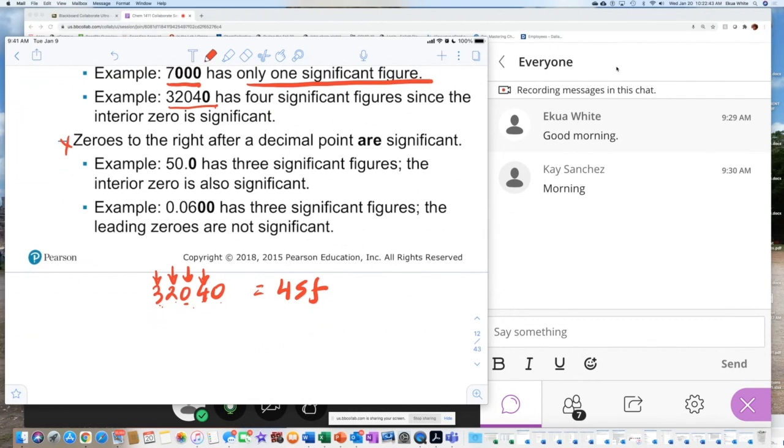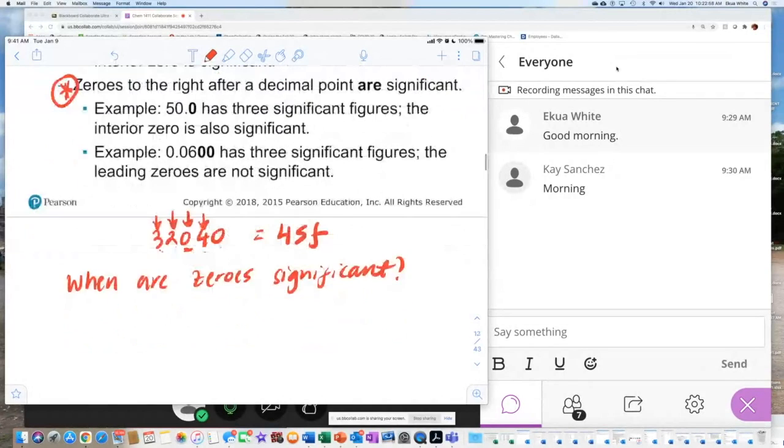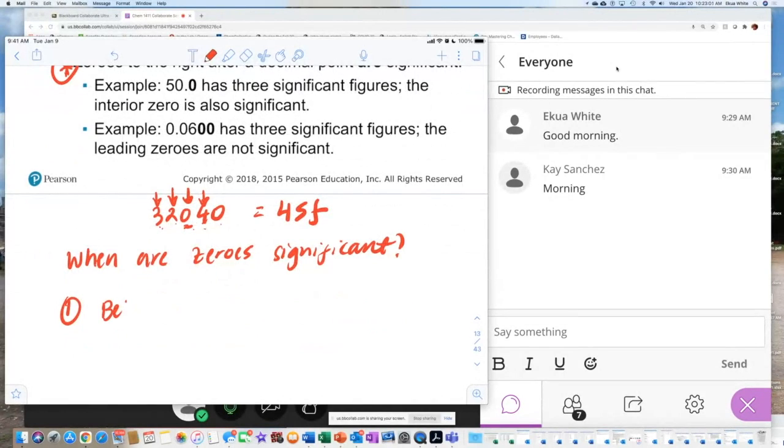So when are zeros significant, besides when they're sandwiched between two non-zero numbers? I'm going to ask this question here: when are zeros significant? Number one, we saw when it's between two non-zero numbers. That's number one. Like 101 is three significant figures.